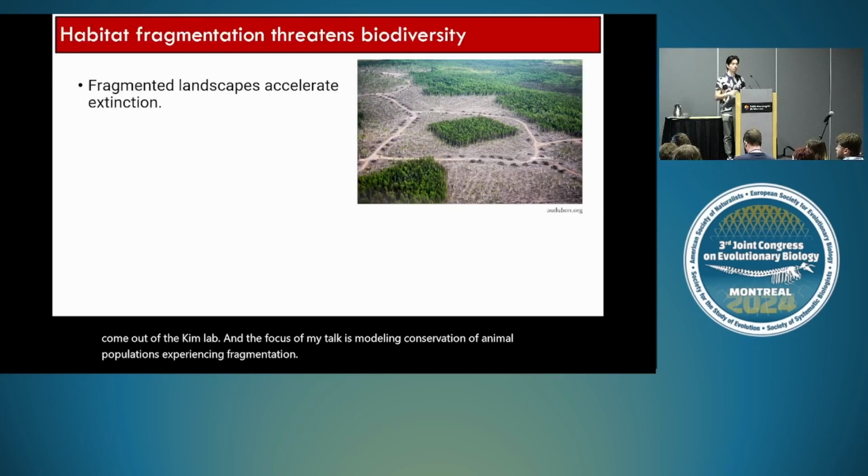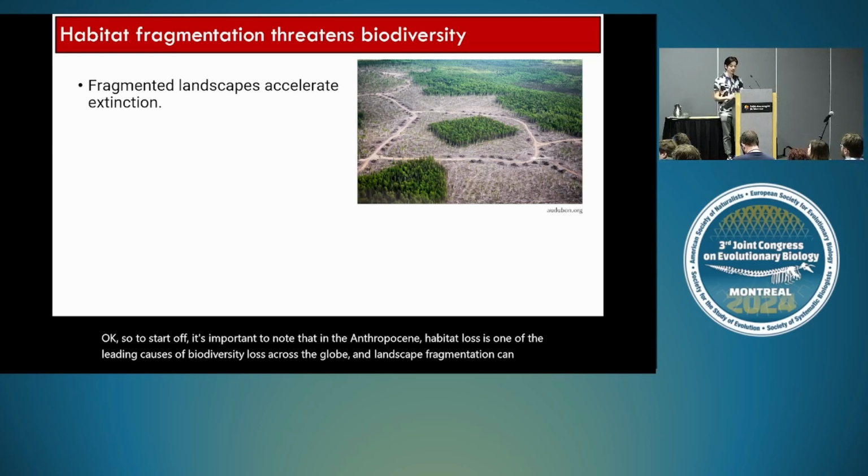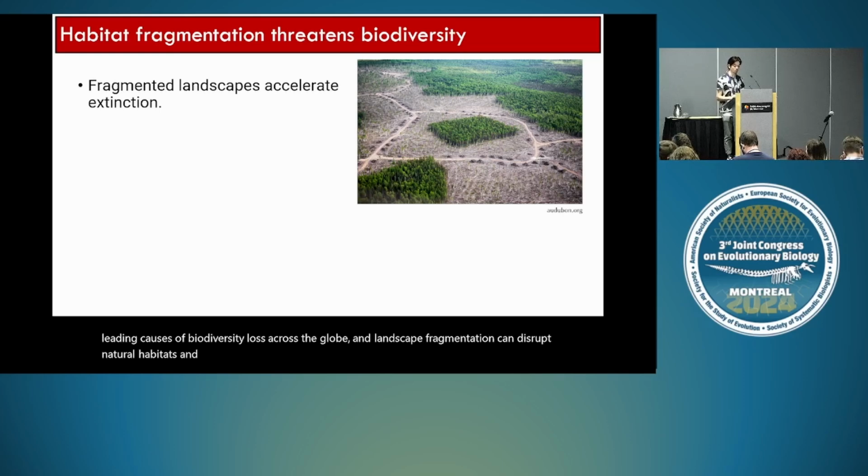Okay, so to start off, it's important to note that in the Anthropocene, habitat loss is one of the leading causes of biodiversity loss across the globe, and landscape fragmentation can disrupt natural habitats and accelerate extinction for vulnerable organisms. And the image here shows an example of how landscape fragmentation can result in these isolated habitat patches that are completely disconnected from other habitats in the area.